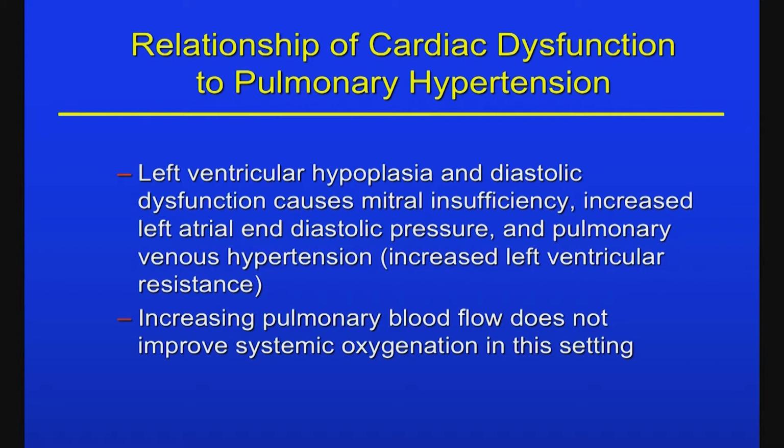In other words, increased left ventricular resistance is one way to think about it. And increasing pulmonary blood flow doesn't really improve systemic oxygenation in that setting. In fact, it might be harmful. One of the reasons we started thinking about this is babies with severe CDH and LV dysfunction who we treated with pulmonary vasodilators and had massive pulmonary hemorrhages. We were trying to drive pulmonary blood flow into a left ventricle that couldn't accommodate it.